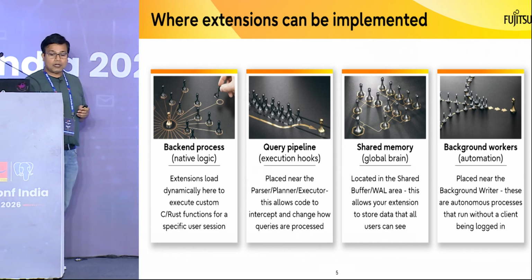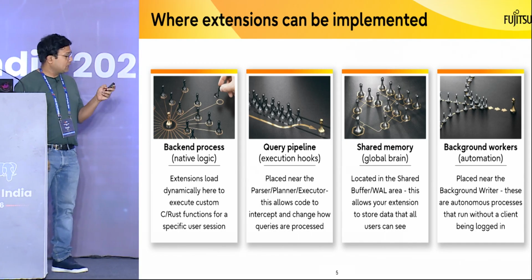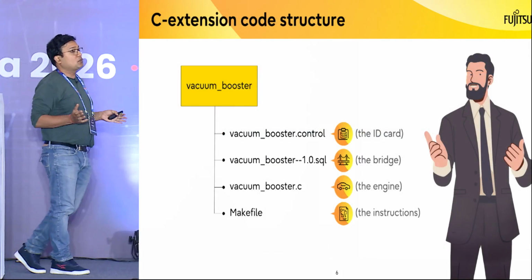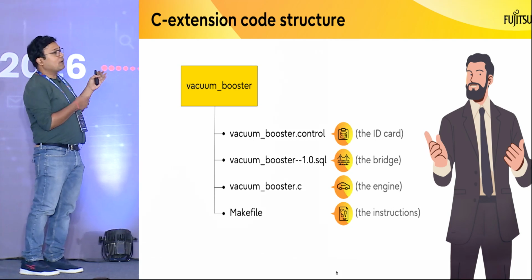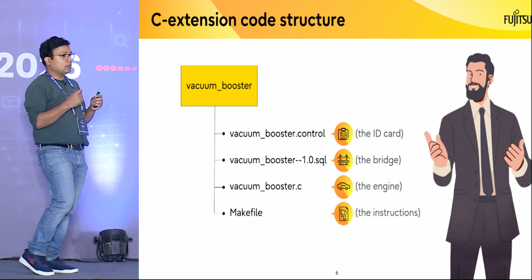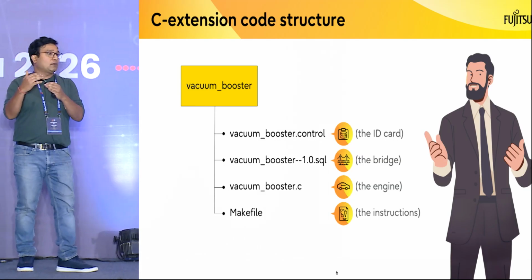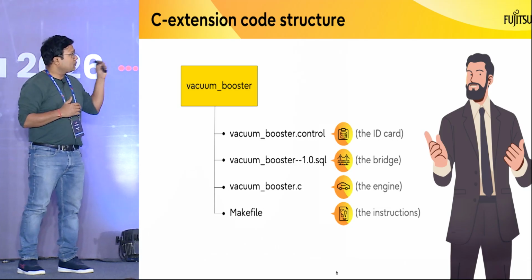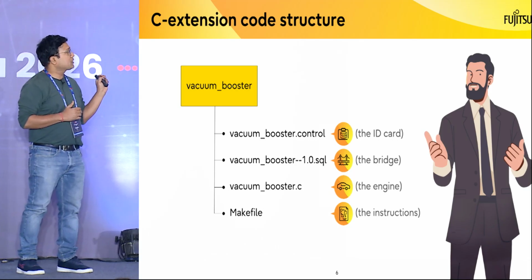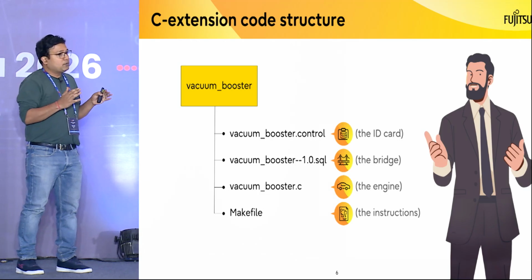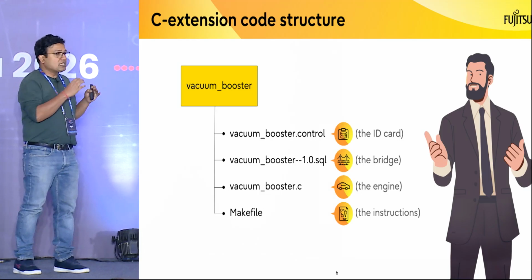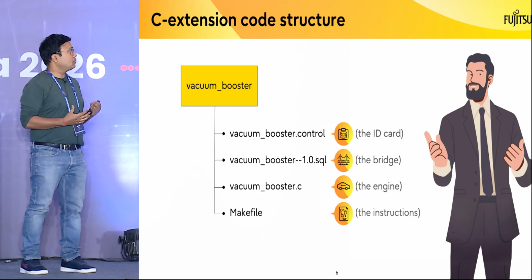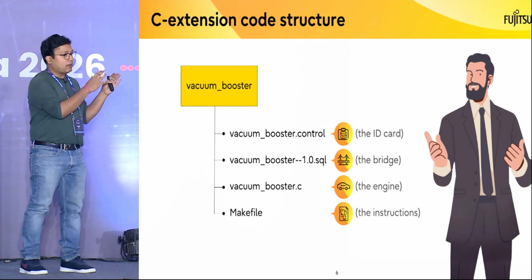Now, coming to the next part: when I'm going to implement an extension, what does the structure look like? In the next slides we'll take one specific example and try to implement an extension. The extension is called vacuum booster, and once we implement it, the structure looks like a bunch of files: a control file, a SQL file, the real core engine of your extension, and the makefile to compile this entire thing.